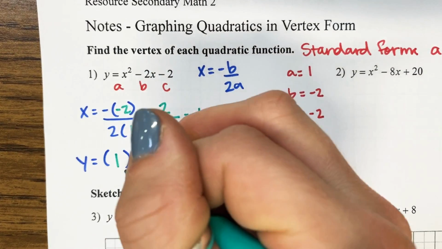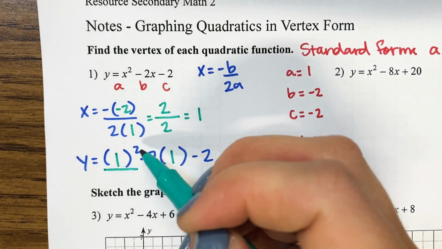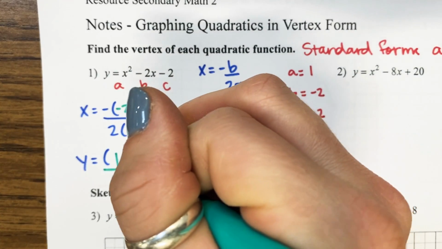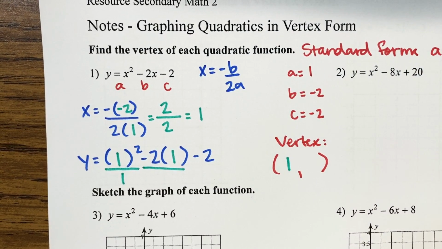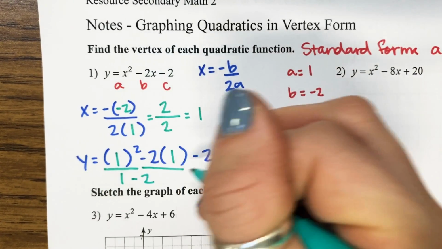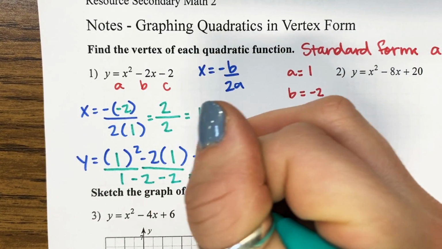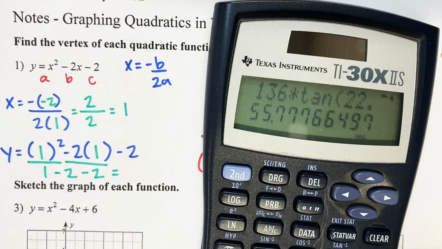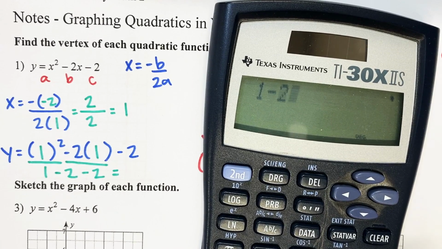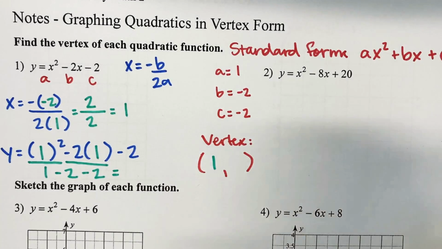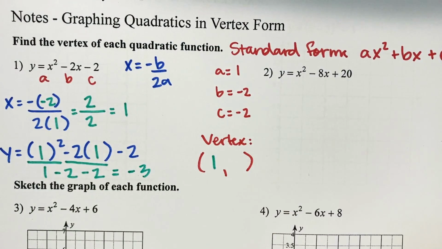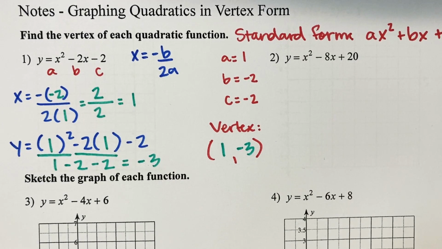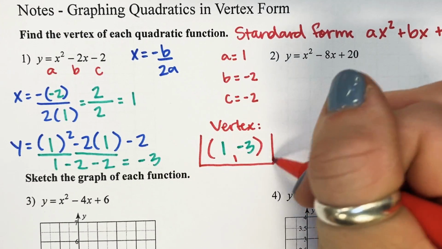Now we have to solve it from left to right using PEMDAS. What is 1 squared? 1 times 1. It's going to give me 1. What's -2 times 1? -2. And minus 2 more. And what are we going to get? We can use a calculator. You can definitely punch this in if you'd like. 1 minus 2 minus 2 gives me -3 for my y part. So my final answer for my vertex is 1, -3.